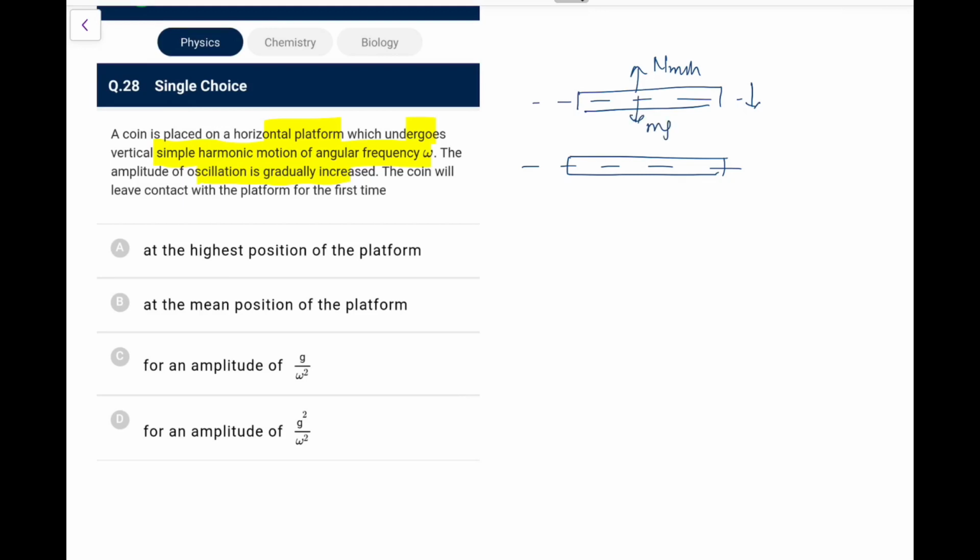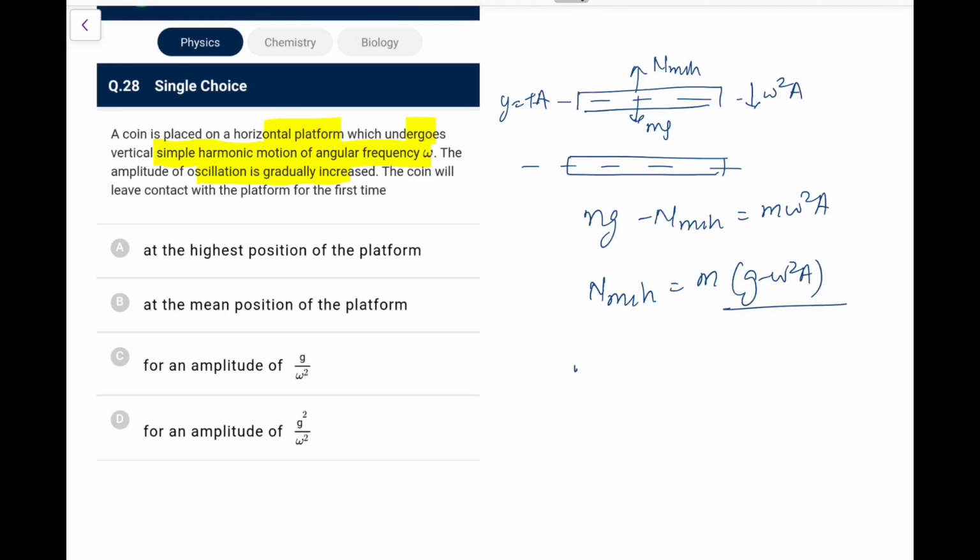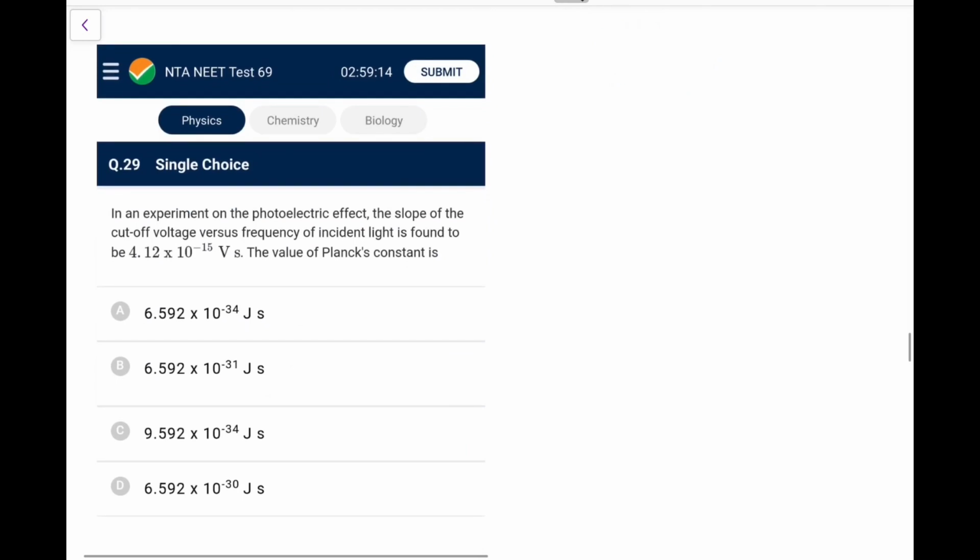So at, let's say, y equal to plus a, acceleration would be omega square a downwards. What I can write, mg minus Nmin would be equal to m omega square a at the highest point. So Nmin comes out as mg minus m omega square a, and to lose contact, this should become 0. That means g becomes omega square a. So the amplitude a becomes g by omega square. This is a very common question, you all must have done this. So amplitude is g by omega square, not g square by omega square. Go for option C. Next one.